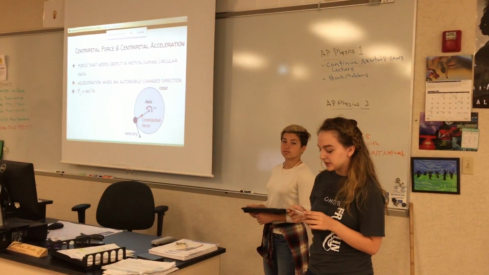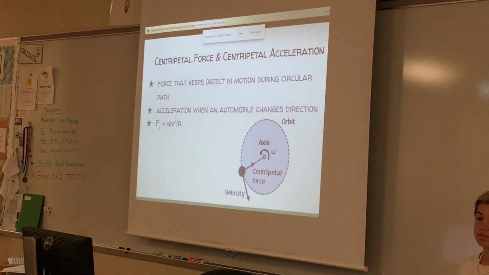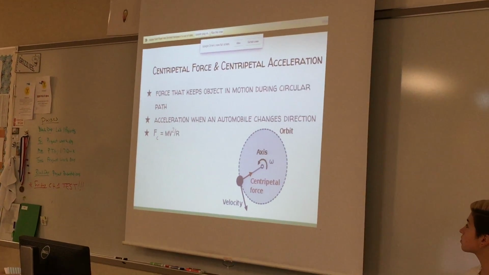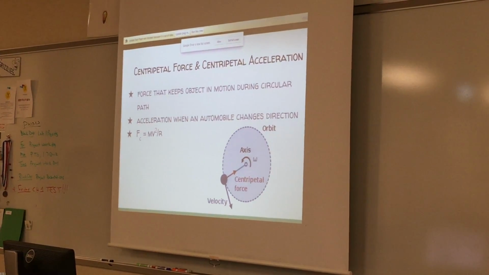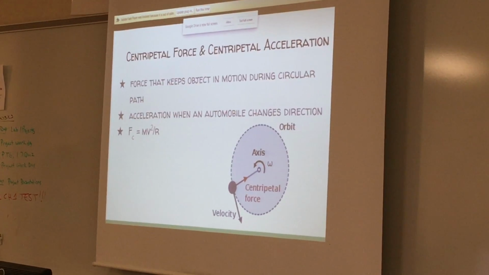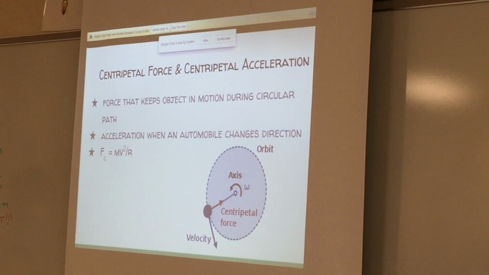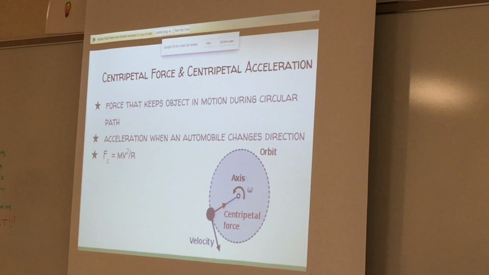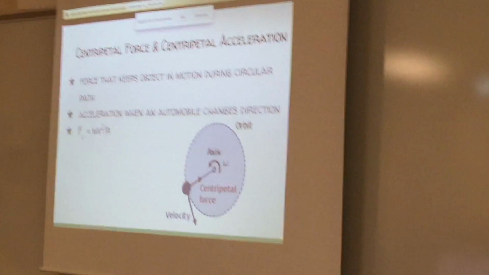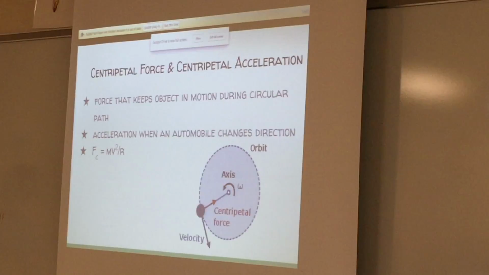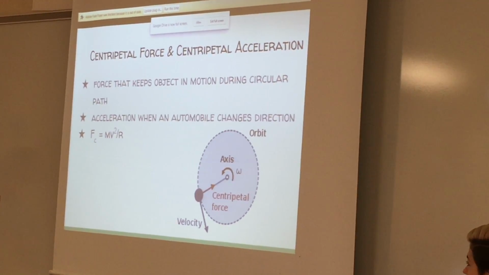Centripetal force is a force that keeps an object in motion along a circular path, and centripetal acceleration is the acceleration when an automobile changes direction. To find centripetal force, you multiply the mass by the velocity squared, and then divide all that by the radius of the turn. And like Evan said earlier, when turning you have to go slow around a curve because your car could just run off the road if you don't. That is it.